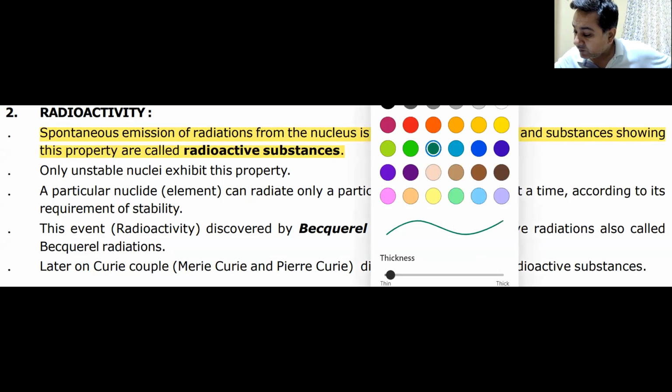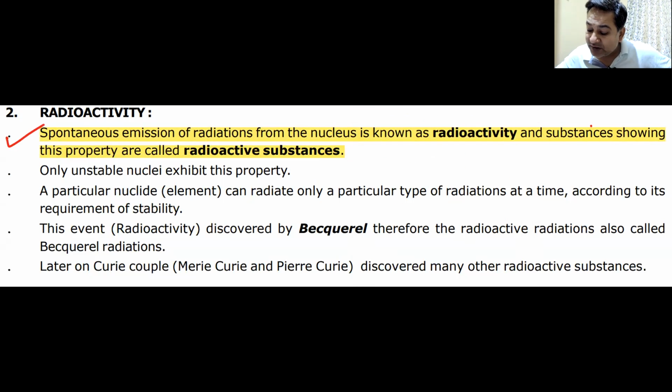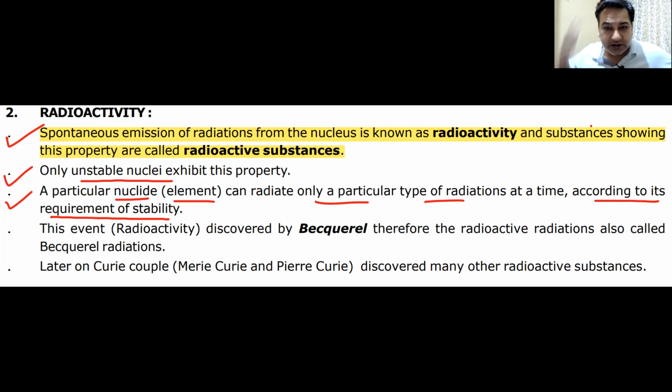Yes, sir. Who is going to show this radioactivity? Only unstable nuclei. Do we understand this stability and instability? Yes or no? Yes, sir. A particular nuclide, since it happens inside the nucleus we call it a nuclide, can radiate only a particular type of radiation according to its requirement of stability. So it cannot emit all types of radiation. A bigger nucleus will become a smaller nucleus, and it will emit a special type of radiation. From there, you can find out which nucleus has decayed. Yes or no? Yes, sir.